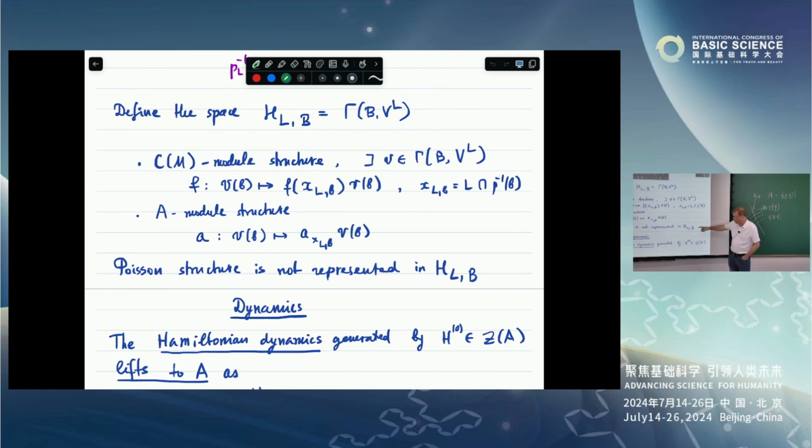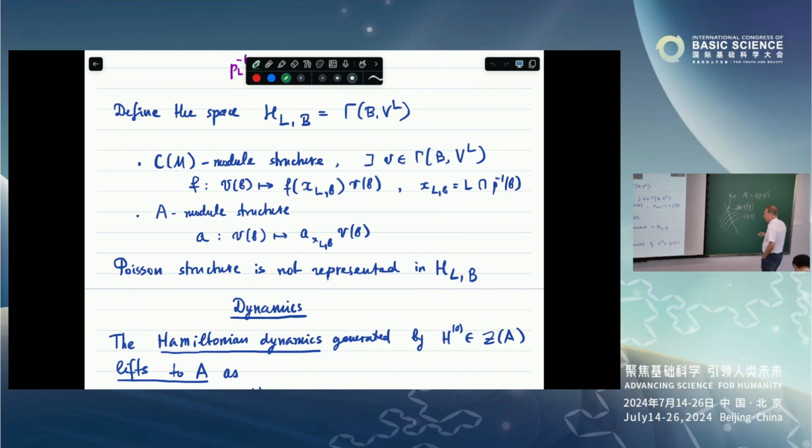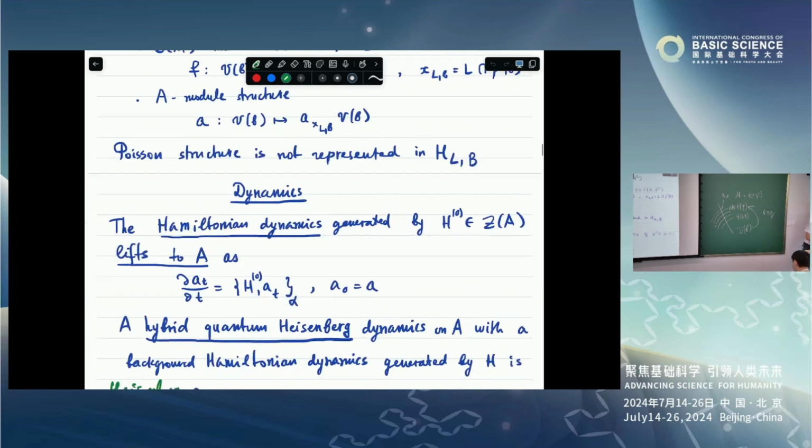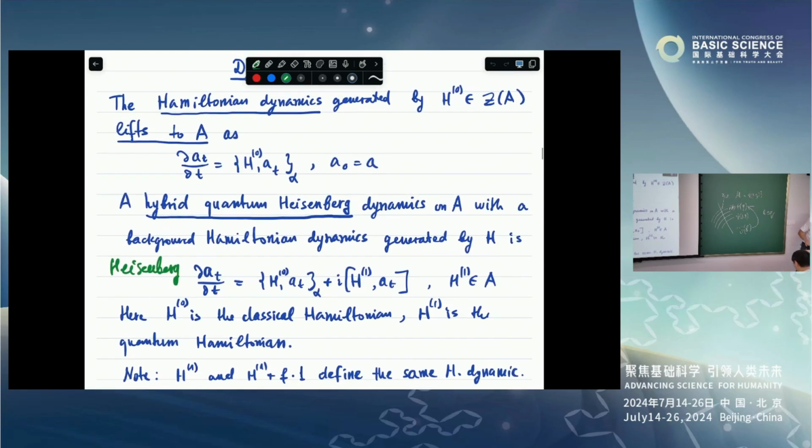I just want to note that the Poisson structure is not represented here. And these sections V of B are like wave functions that depend on Q. B here is identically equal to Q. I just use two different notations. Okay, so we have three notions: the hybrid algebra of observables, the hybrid representations, and the Lagrangian representations.